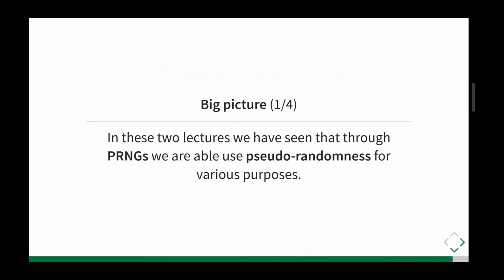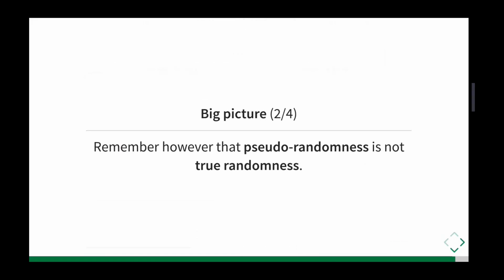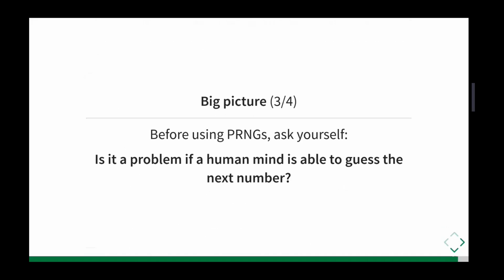So a big picture. In this lecture, we have seen that through generators, we're able to use pseudo-randomness. However, pseudo-randomness is not true randomness. True randomness is a really abstract idea. So before using classical generators, meaning non-cryptographically secure, you should ask yourself, is it a problem if a human mind is able to guess either the next number or the previous one? If it is not a problem, if no one cares about that, then you should go with the classical generators because they have no security implications, they are more efficient, and they require fewer resources.